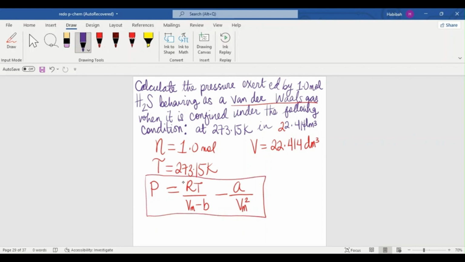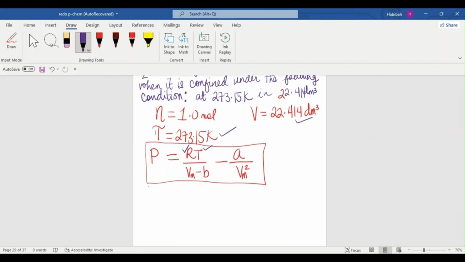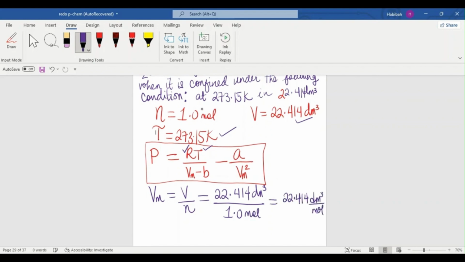The first thing to note is that we know the gas constant R because it's a constant with a known value. We know the temperature because we're given it in the question. We know the volume, but we're told to determine the molar volume here. When you're given volume, the molar volume is simply the volume divided by the number of moles. We're given the volume to be 22.414 dm cube and the number of moles to be 1.0 mole. So hence the molar volume is simply 22.414 dm cube per mole.